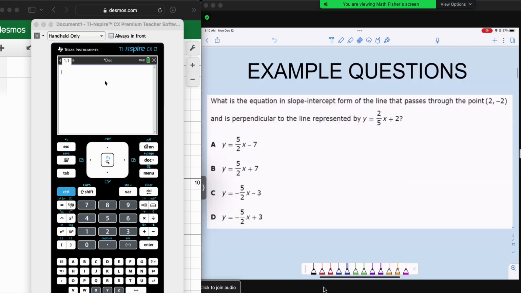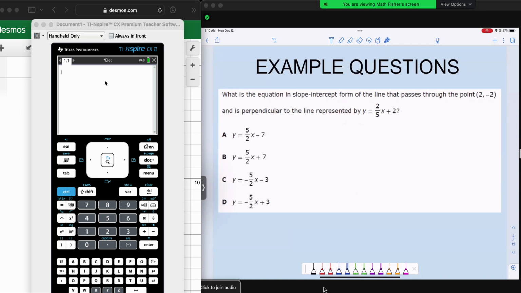And then example 1, let's read through it. What is the equation in slope-intercept form of the line that passes through the point (2, -2) and is perpendicular to the line represented by y = 2/5x + 2? So we see the word perpendicular. We know that means to flip and change sign. So we need to look for our slope. We see 2/5x, so our m is 2/5.